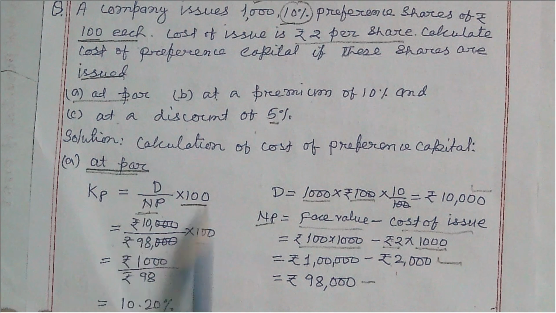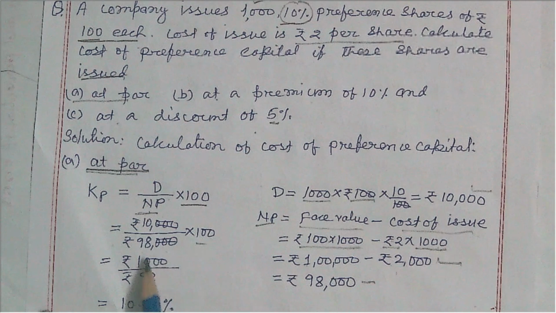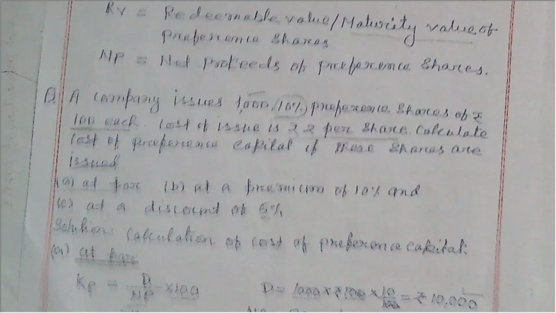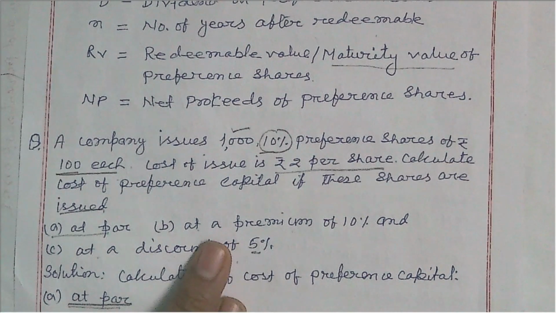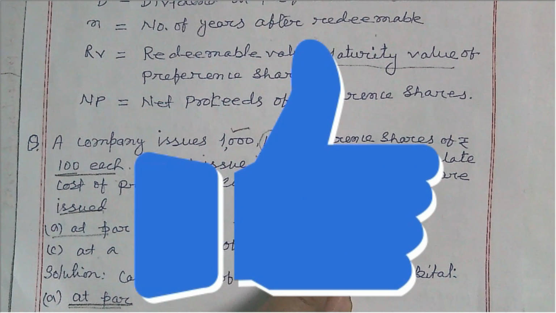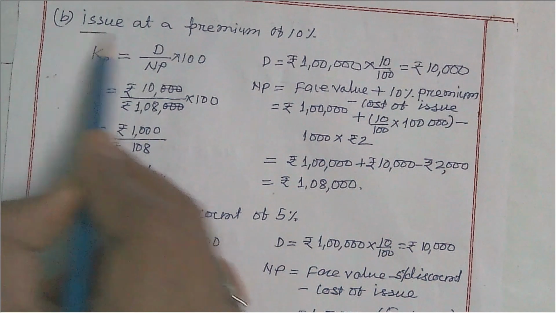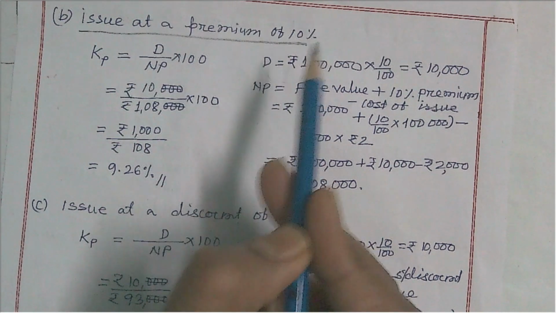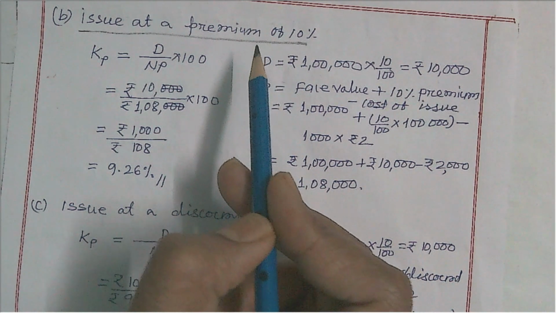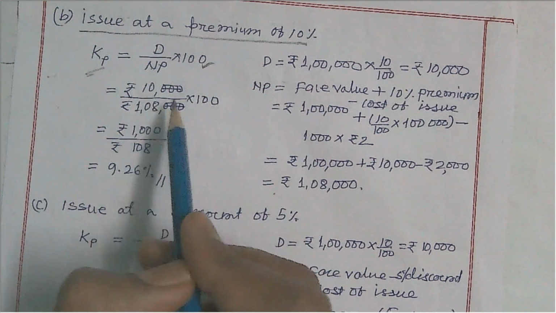Okay, the same formula will be used whether it is at premium or at discount, but only the net proceeds will change. Now next, when the shares are issued at a premium of 10%, issue at par, issue at premium, issue at discount. In these three situations you have to calculate. In every case the formula is the same, only the net proceeds will change.